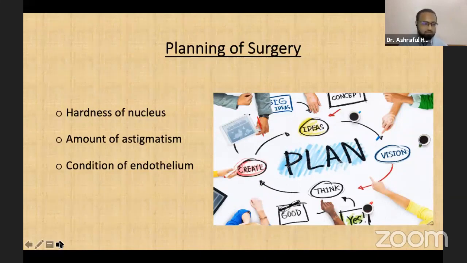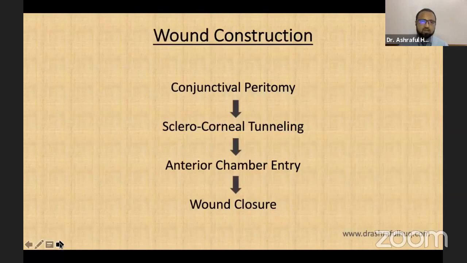The plan of incision is dependent on cataract grade, pre-existing astigmatism, and condition of corneal endothelium. The steps include conjunctival peritomy, sclerocorneal tunneling, anterior chamber entry, and at last, the wound closure.